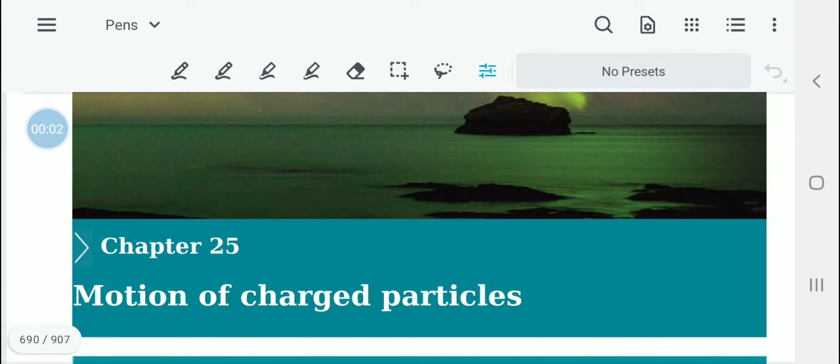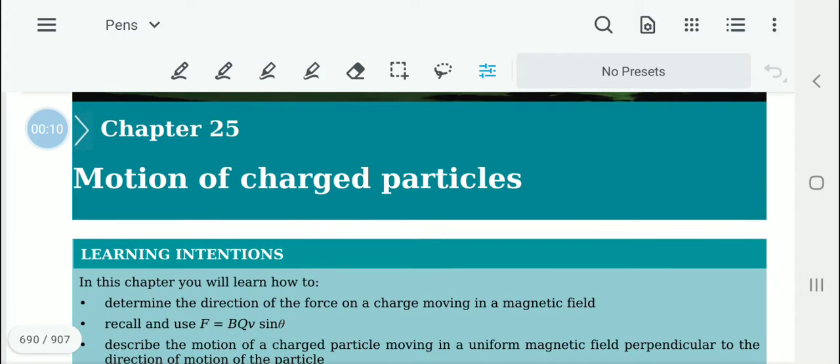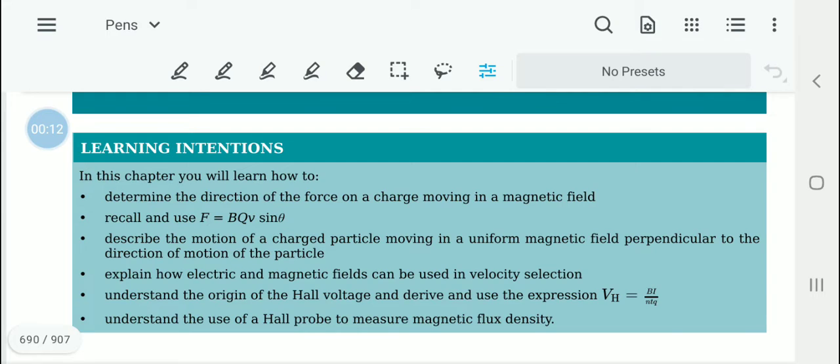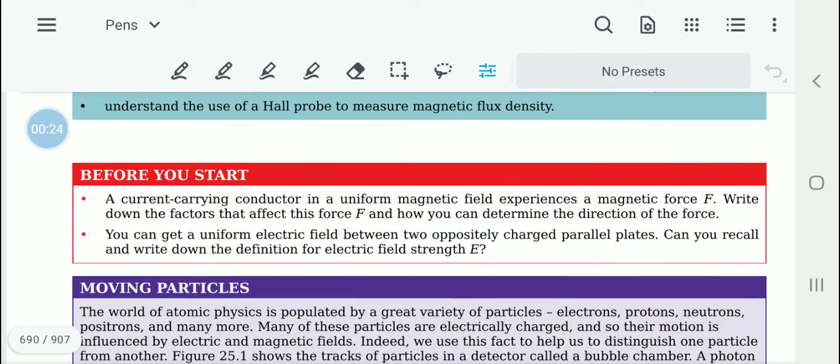Physics chapter 25 theory video 1. So we are going to discuss the motion of charged particles. There is a big relationship with the electric fields and magnetic fields that we have learned so far.